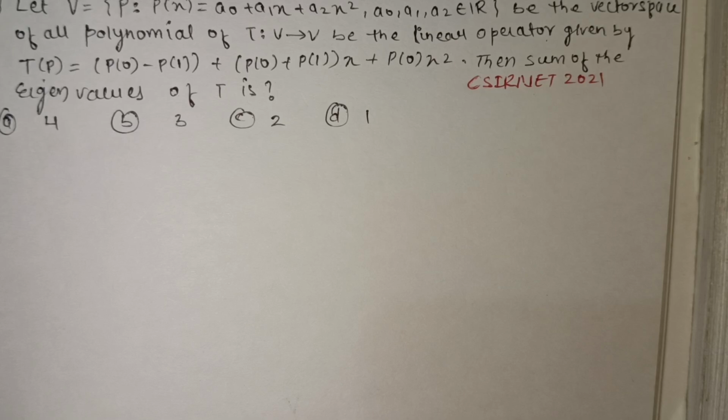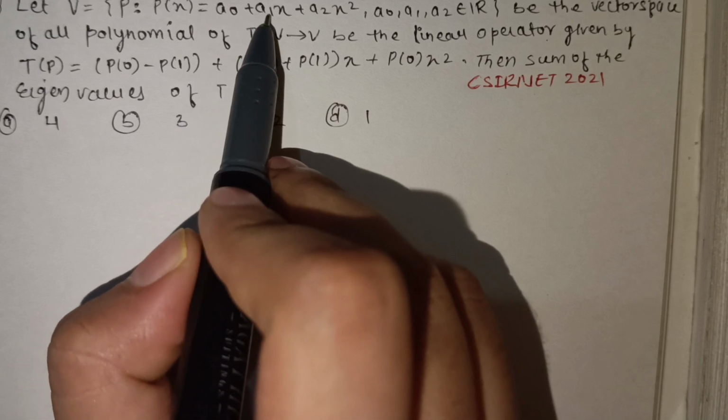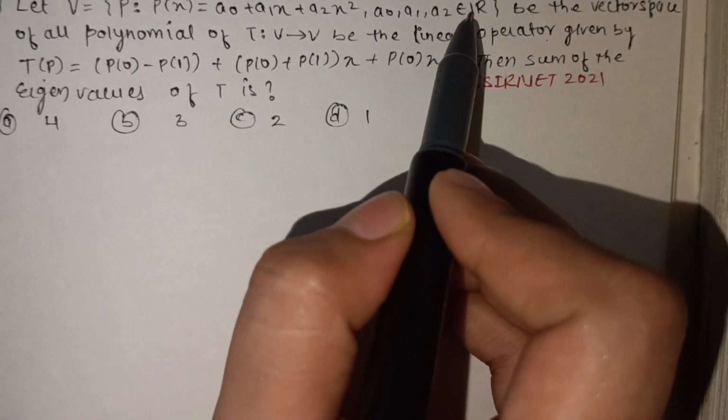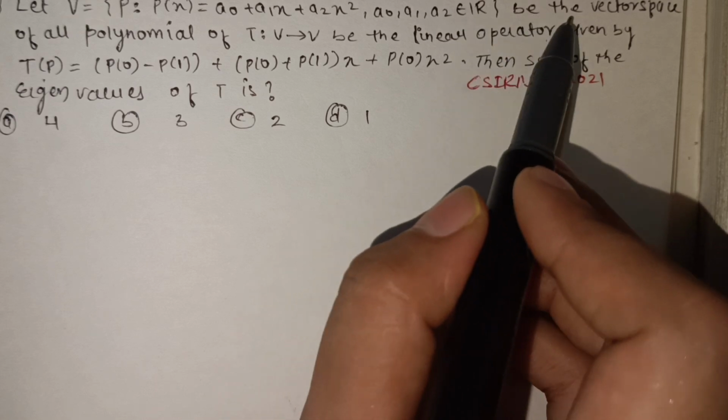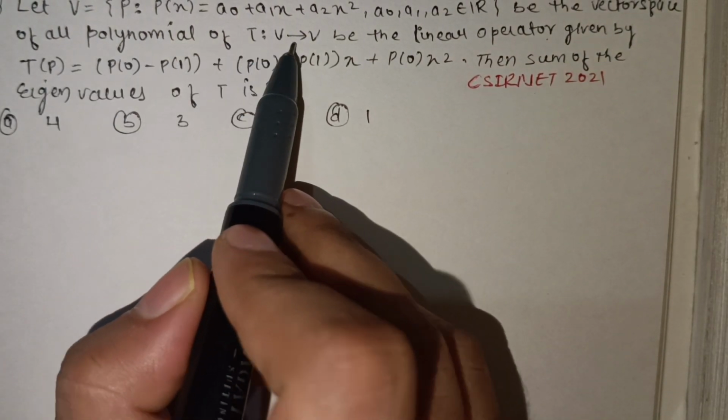In this video lecture, I am going to discuss the next PYQ of Linear Algebra asked in CSIR NET 2021. So our question is: let B be the set of all polynomials P such that P(x) = a0 + a1x + a2x², where a0, a1 and a2 belong to the real numbers. Be the subvector space of all polynomials of T from V to V.